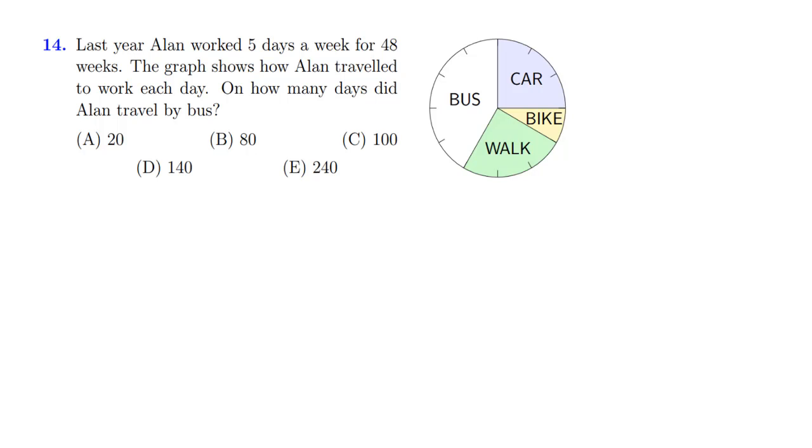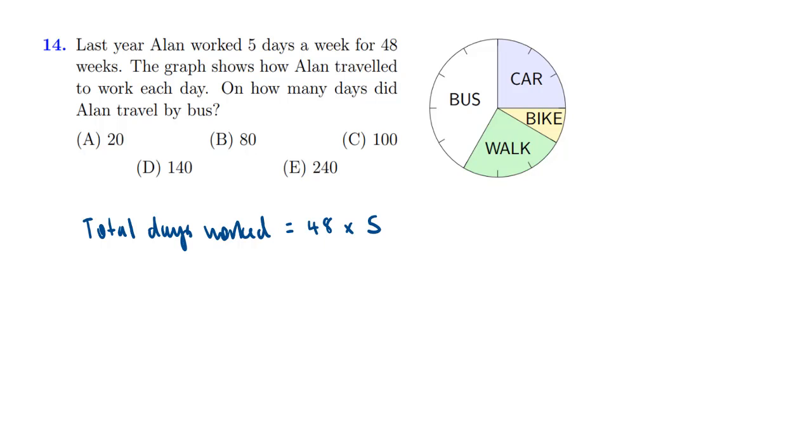So first of all, let's work out in the year, how many days did Alan work in total? So let's write that down first of all. So the total days worked will be 48 weeks multiplied by 5 days. But let's not work that out just yet. Let's just leave that there so we know what we are doing.